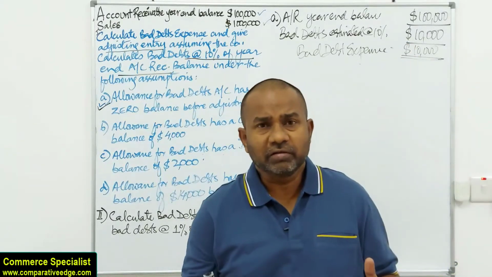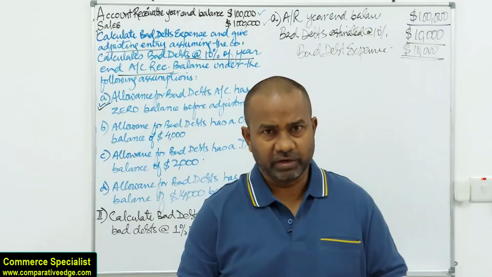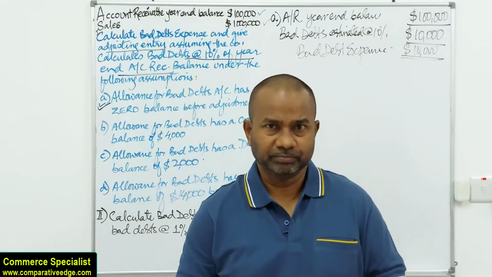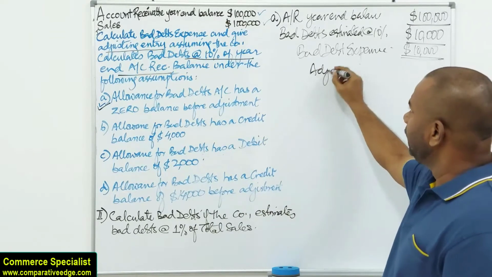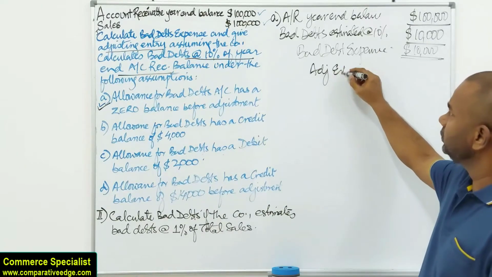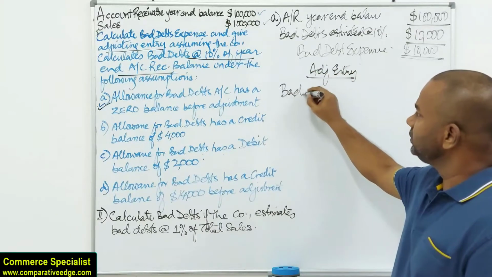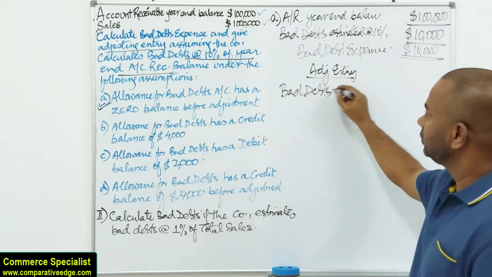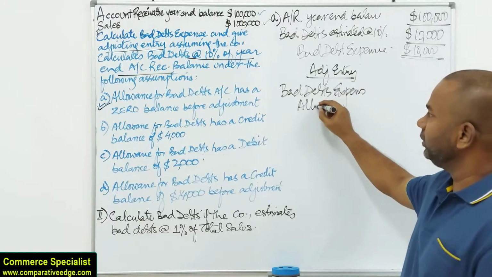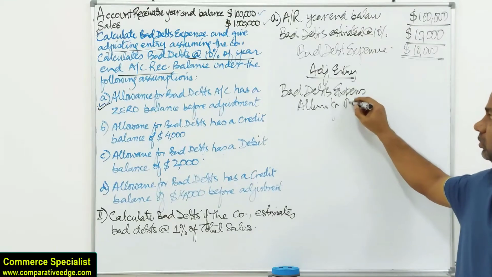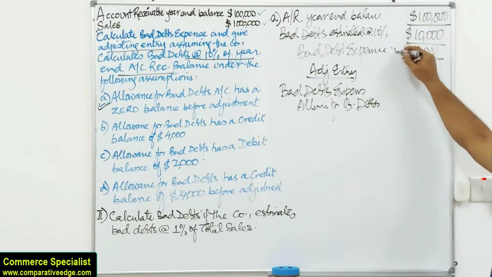And what are adjusting entries? There are certain adjustments to be made at the end of the year. Bad debts is one of them. So the adjusting entry is like this. It's very simple. I'm giving the short form adjusting entry. We debit bad debt expense and we credit allowance for bad debts with this amount, 10,000.